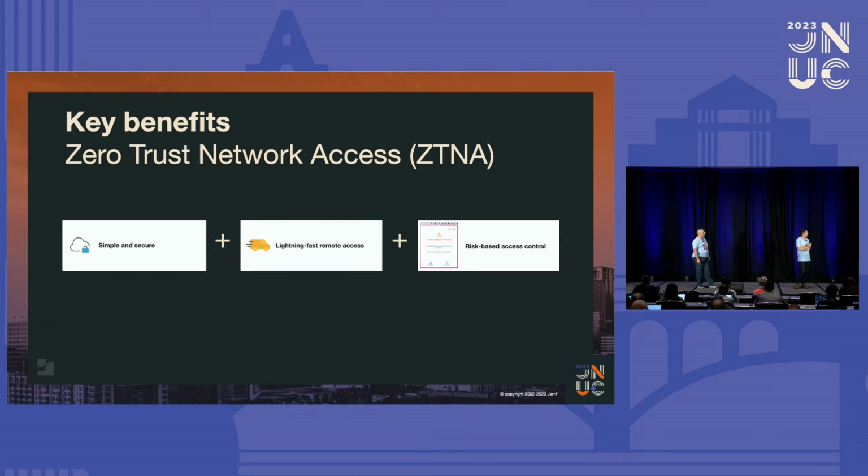The second piece is that it's lightning fast in the sense that we're based on WireGuard protocols, so it's all single packet authentication, which is really good for your SaaS applications, and then we're going to talk about how we do enterprise app access as well.